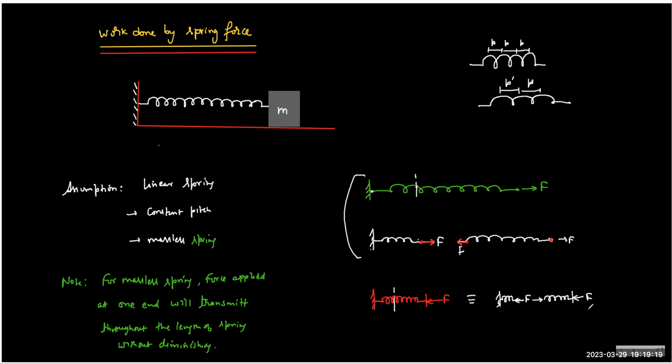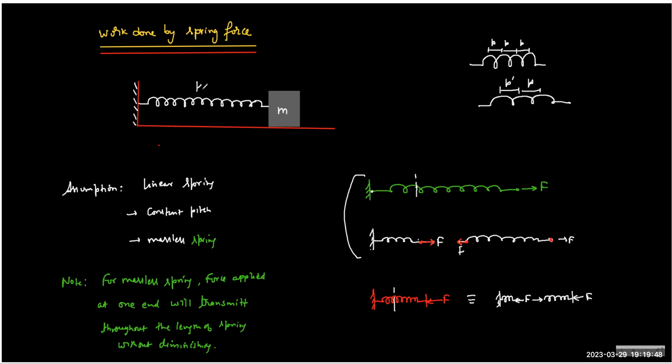In massive springs, the transmission of force is not similar to what we study here. If you apply F at one end, it may diminish or increase, depending on the situation, as it goes to the other end. So the whole idea is our syllabus is simple. We are not bothered about massive springs. Our spring is going to be massless throughout the discussion.